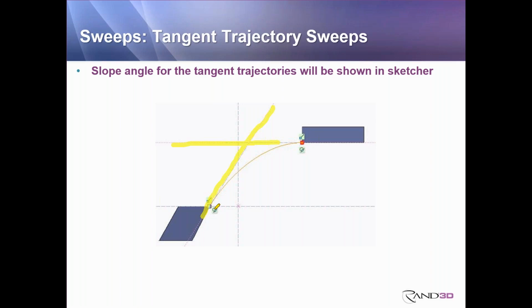So if you want to sweep along and maintain tangency, you've got to make sure that you've got that tangent column turned on to do that. And again, I'll give you an example of that here in the demonstration.